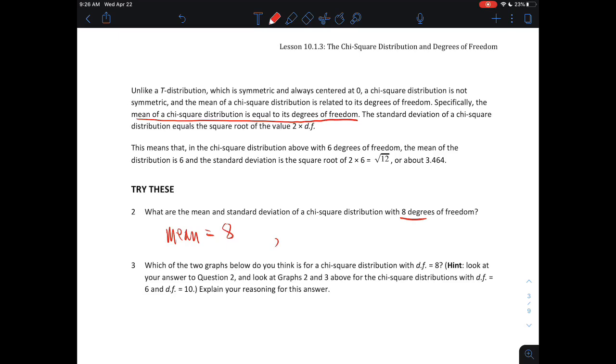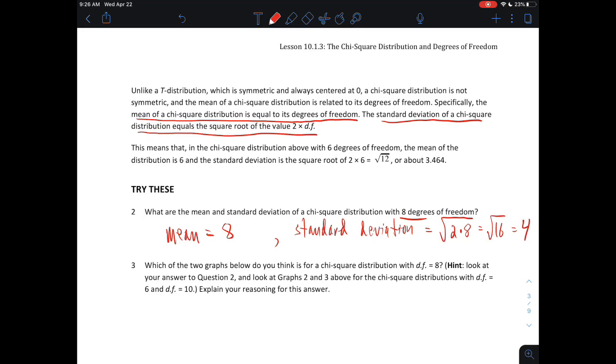And then also in the paragraph above, it says the standard deviation of a chi-square distribution equals the square root of the value 2 times the degrees of freedom. So the standard deviation for number 2 would be the square root of 2 times 8, because 8 is the degrees of freedom for number 2. That's the square root of 16, and that's equal to 4. So for number 2, the mean is 8, and the standard deviation is 4.